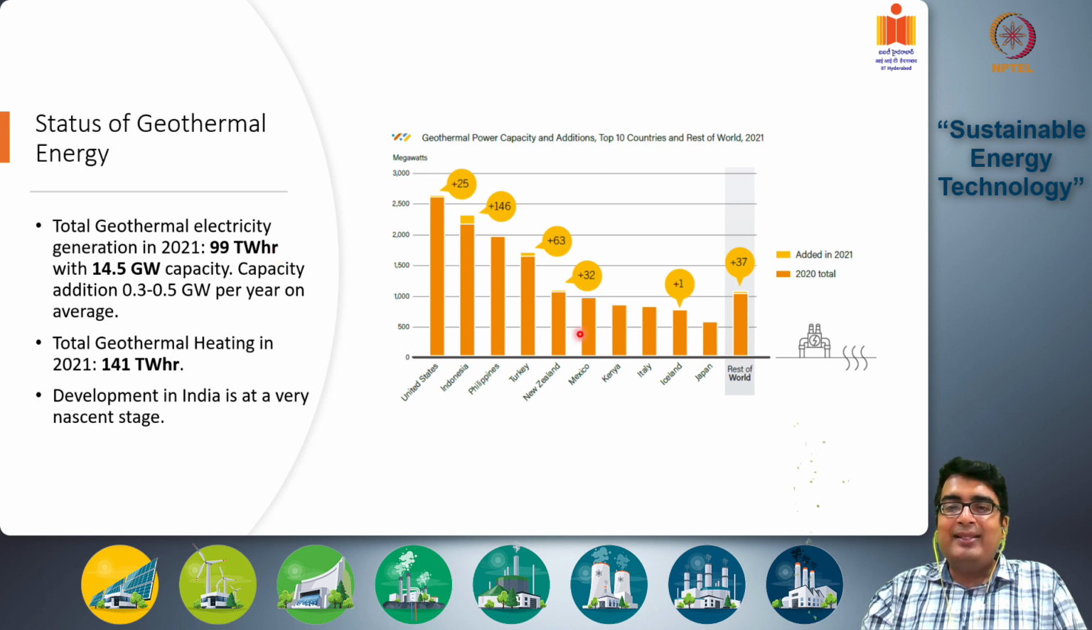If we look at the country-wise distribution of where geothermal electricity capacity is installed, we will see that a few countries like United States, Indonesia, Philippines, Turkey, New Zealand, as well as other countries like Mexico, Kenya, Italy, have the majority of geothermal electricity generation capacity in the world, while the rest of the world put together contribute only a small fraction of what these countries individually generate.